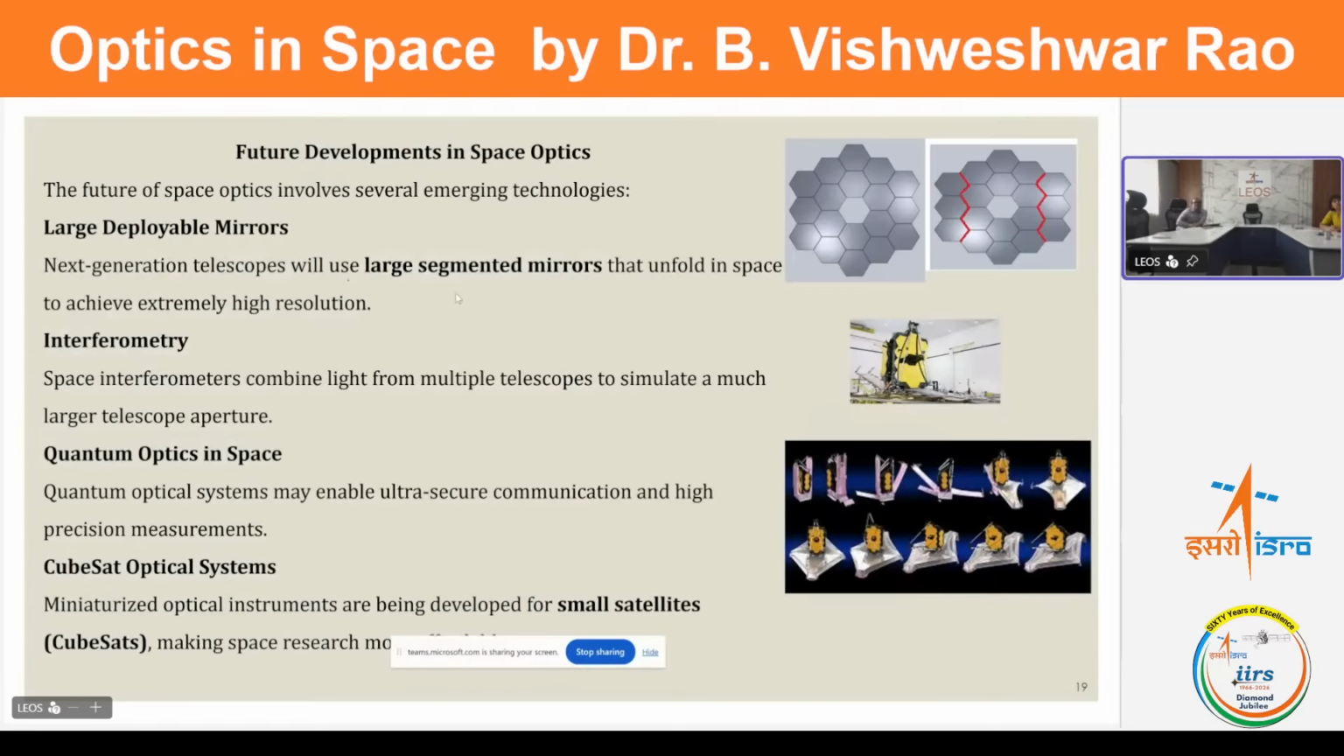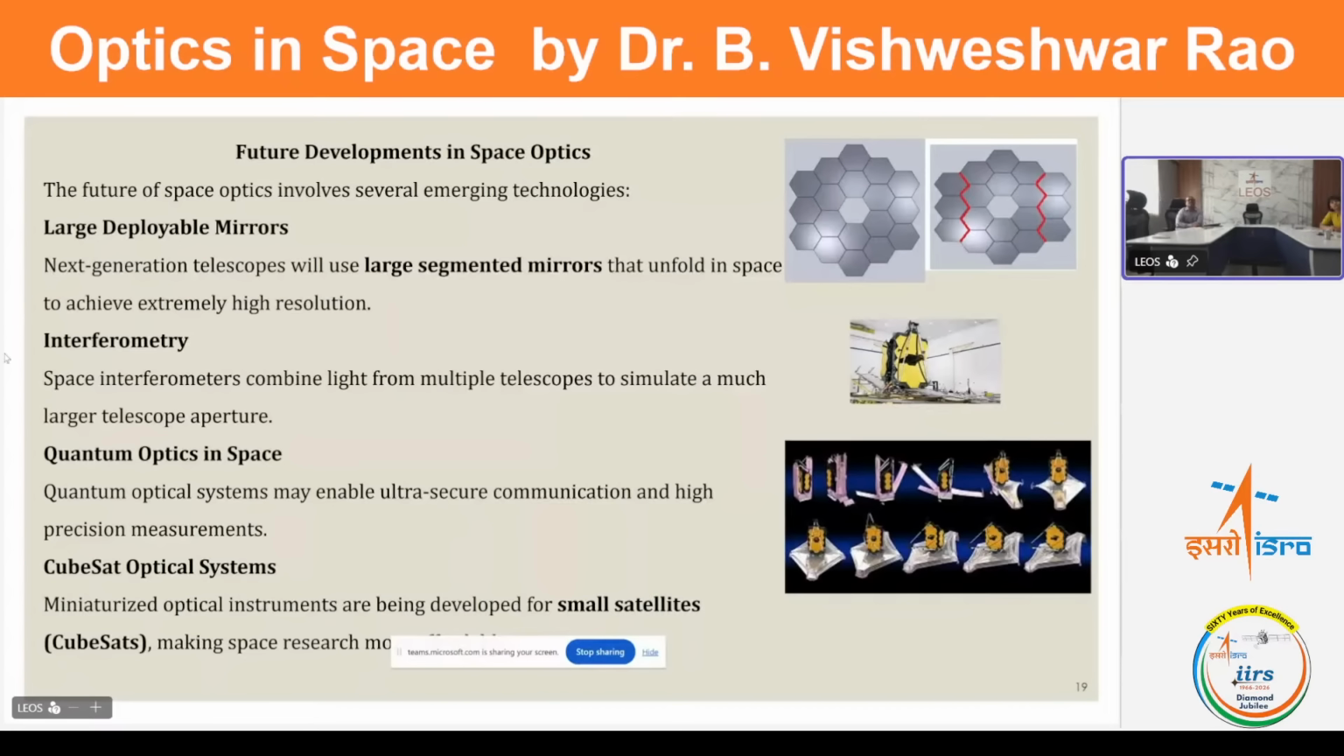So future developments in space optics: we are going ahead. We need to have high resolution images of space and Earth observations. We need to have bigger diameter optics mirrors. So next generation telescopes will use large segmented mirrors that can be folded and unfolded in space to achieve extremely high resolution. We have a good example in the James Webb Telescope, wherein the 6-meter telescope aperture is folded in this fashion and stowed into the spacecraft, and it is deployed in space during the deployment operation, and we got very good images from the James Webb telescope.